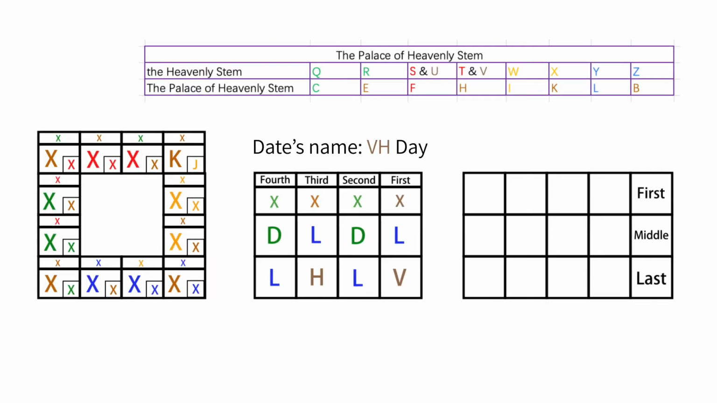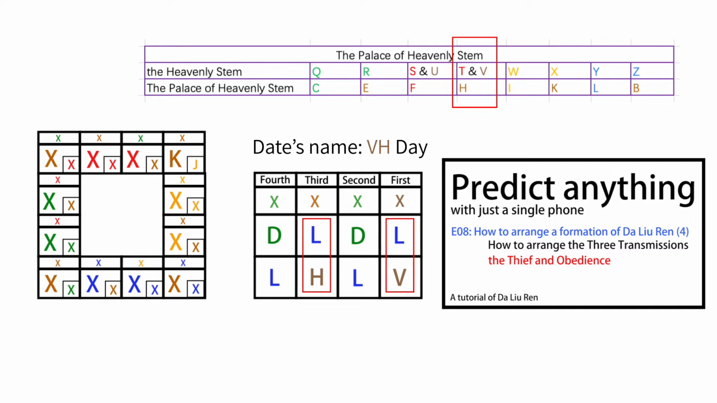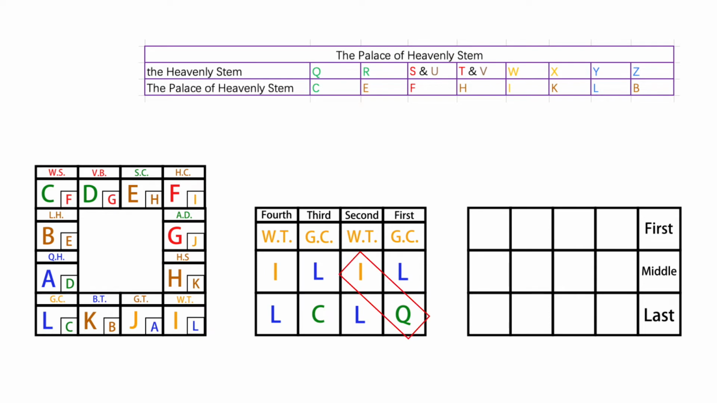If the terrestrial branch of this name is the terrestrial branch after the conversion of its heavenly stem, then the first lesson and the third lesson must be the same. The second lesson and the fourth lesson must be the same. If there is a restriction relationship in one of the 4 lessons, then we use the thief and obedience to determine the 3 transmissions. If the above symbols have a restriction relationship with the symbol below the first lesson, we cannot use the remote restriction to determine the 3 transmissions. Then, how do we determine the 3 transmissions?